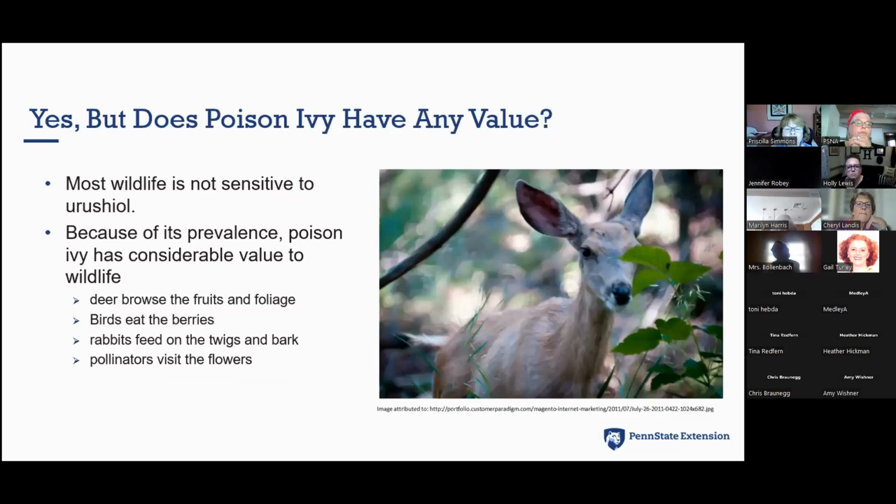Does poison ivy have any value? And I would guess that you are one of many people who are very interested in native plants and preservation of our ecosystems and so forth. So is there any value? And yes, there is. Most wildlife is not sensitive to poison ivy, and you can see here a deer about ready to browse on poison ivy. Birds also eat the berries, rabbits feed on the twigs, and pollinators can visit the flowers.